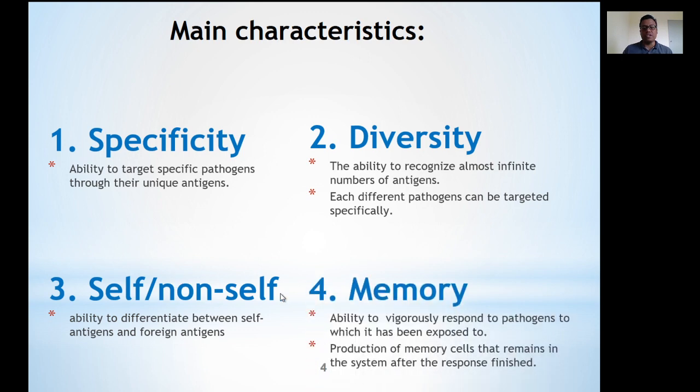Fourth, of course, the memory. The adaptive immune response has the ability to respond vigorously to pathogens on second-time exposure. When the same type of pathogen tries to attack our body for the second time, the adaptive response has already developed a memory for that pathogen, so our body is able to respond faster and stronger. This is based on the production of memory cells that remain in the system after the response finishes.